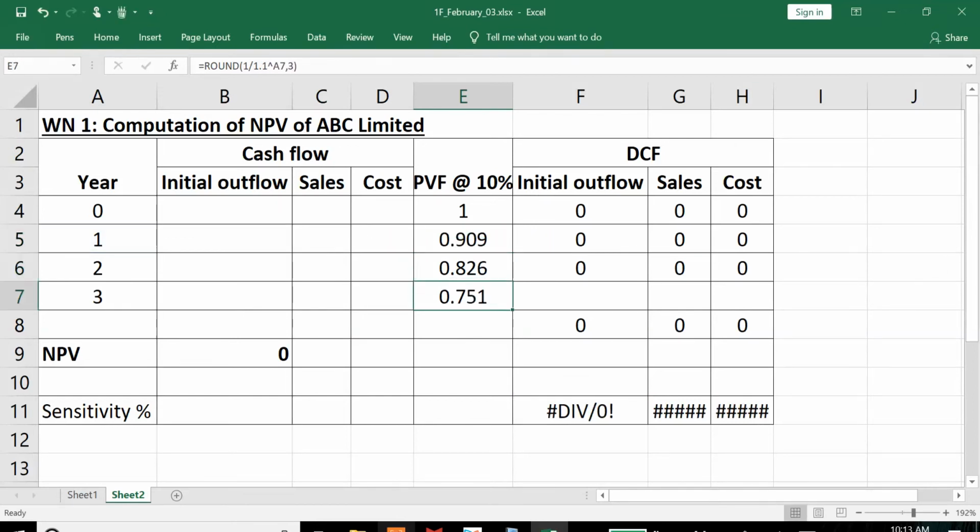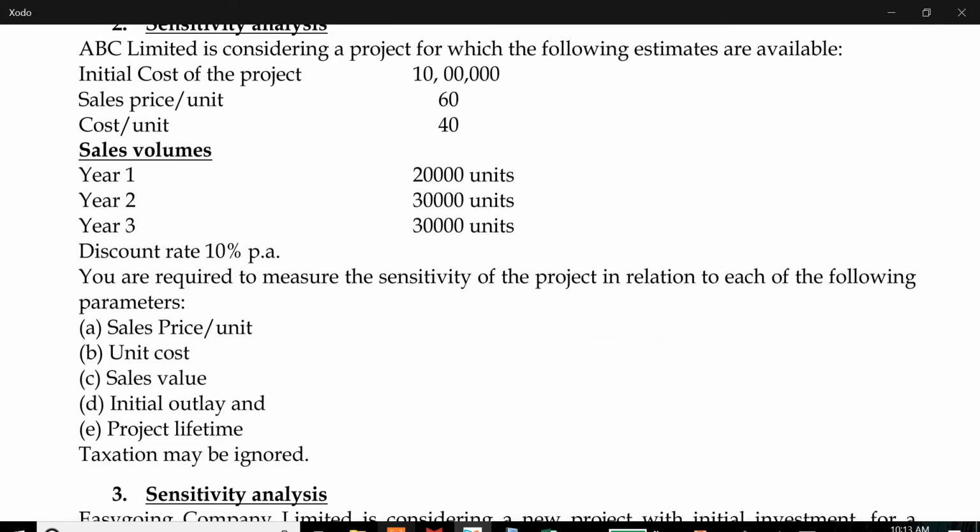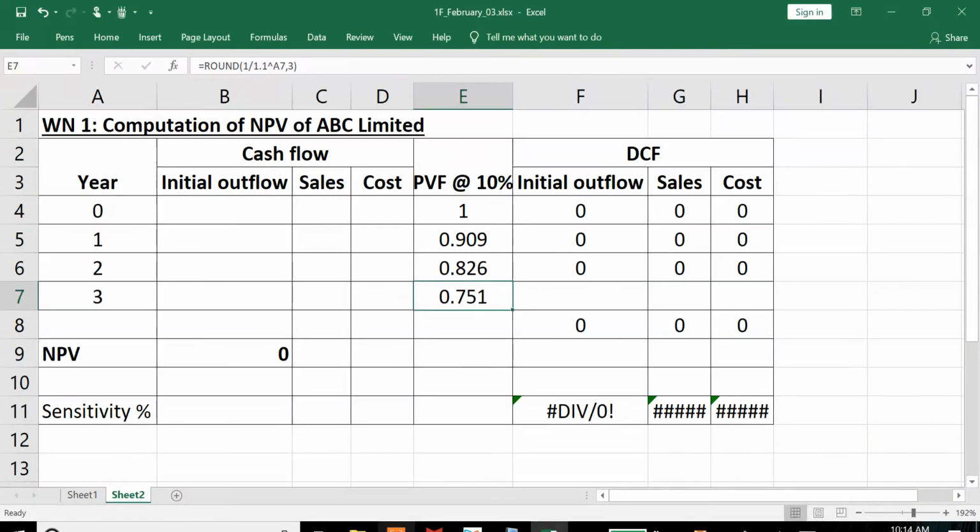See, totally they have asked for 5 factors: selling price, unit cost, initial outlay, sales values. There we'll see what is the difference. Is there any difference between selling price and sales value? And project lifetime. Project lifetime will be done separately. We'll see that later. As of now, I'll get answer to 4 factors using this table: selling price, unit cost, sales value, initial outlay.